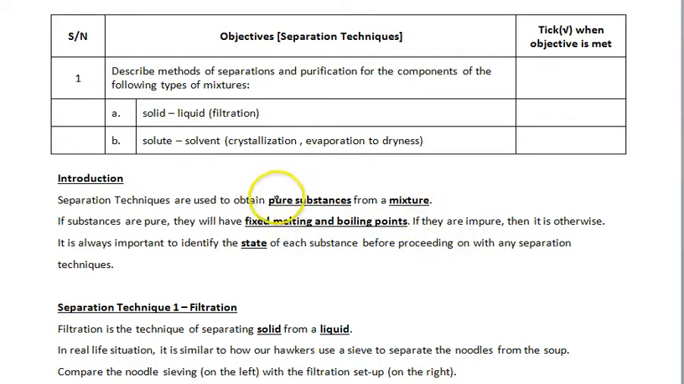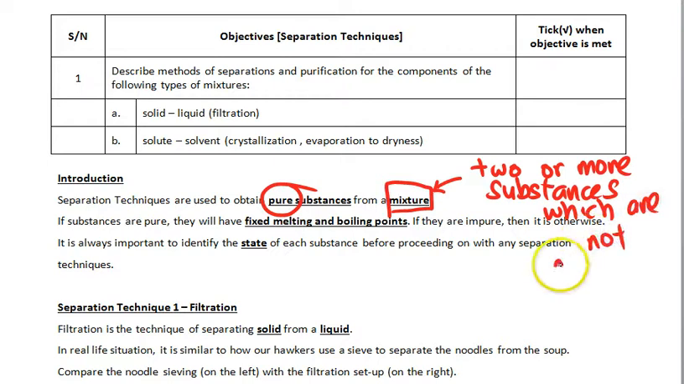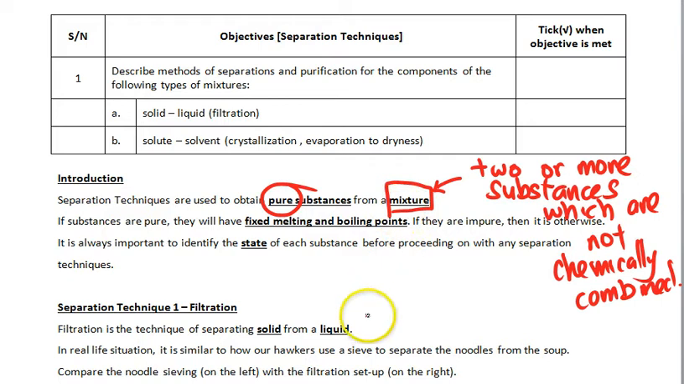Separation techniques are used to obtain pure substances, so it's important to know that the keyword here is pure, and they are substances from a mixture. Okay, when you talk about mixture, it means that there are two or more substances which are not chemically combined. Okay, so just take note of the definition of a mixture. If they are chemically combined, it means that what you're going to have there is a compound.